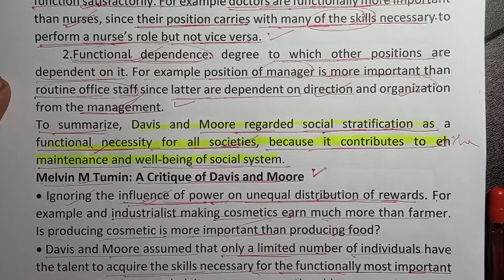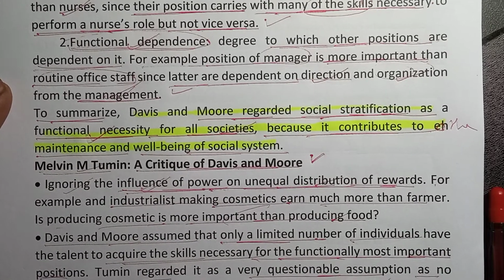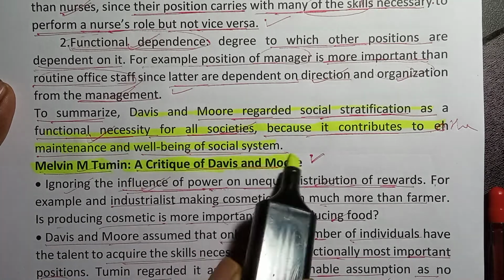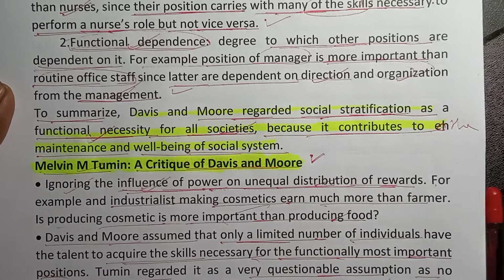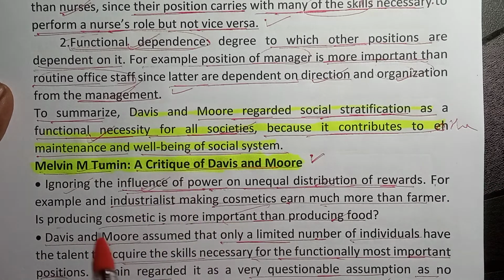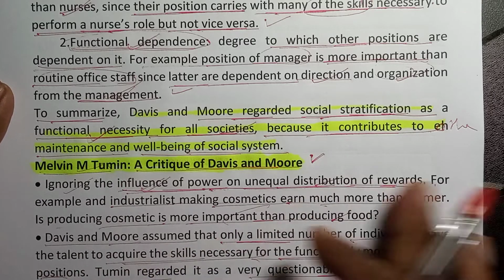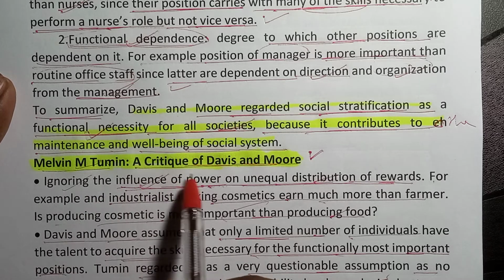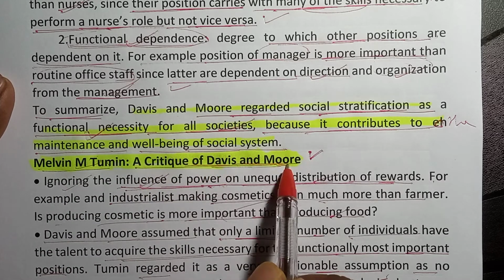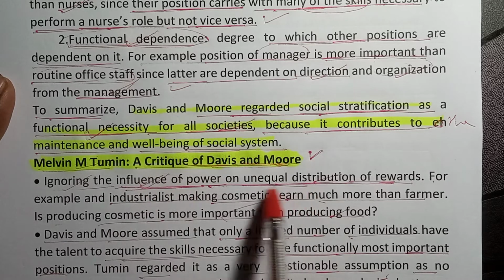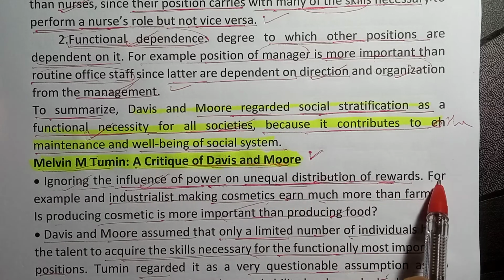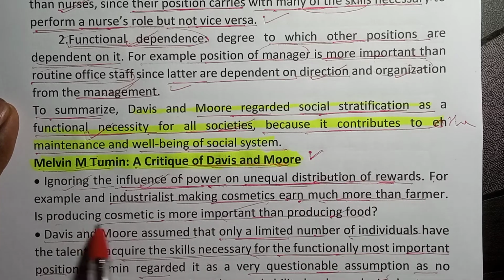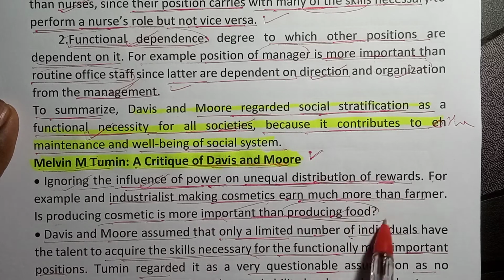Now let us do the critical evaluation. Melvin M. Tumin is the critic of Davis and Murray; you have to study about Tumin. Questions are asked on this. Now what he argues is that Tumin criticized Davis and Murray for ignoring the influence of power on the unequal distribution of rewards. For example, industrialists making cosmetics earn much more than a farmer. Is producing cosmetics more important than producing food?